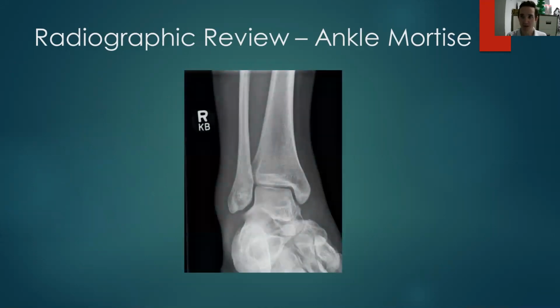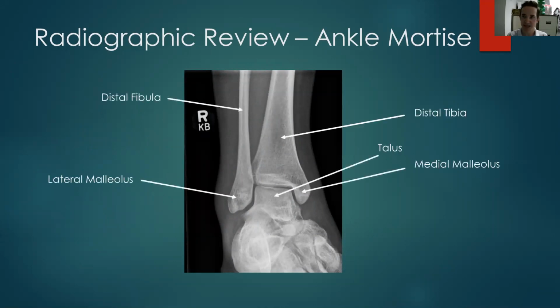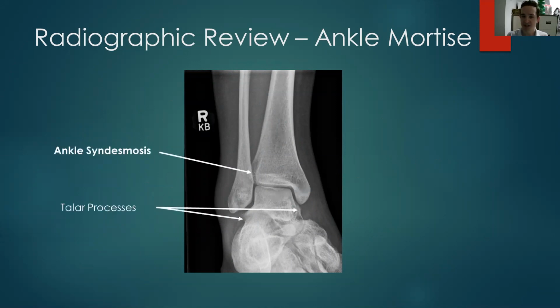So as you all know, this is a nice example of a mortise view. And this is our basic anatomy that, again, I expect you're all very comfortable with. Today, we're going to focus a little bit more on a few other areas, such as the talar processes and the ankle syndesmosis, or the interosseous membrane, or the distal tibiofibular joint, call it what you will, but it's this little region here.